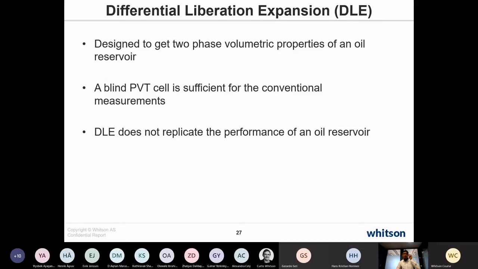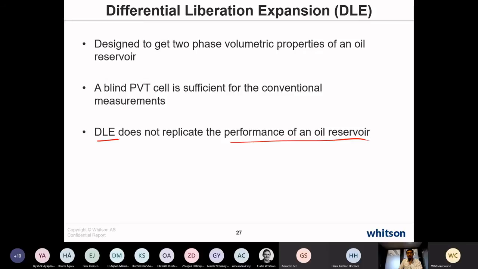So in that case, they were just doing the DLE experiment on the oils, getting their BO and RS values. They knew that those BO and RS values from the DLE experiment are not representative of their reservoir, because the DLE does not replicate the performance of an oil reservoir. So they were correcting those values with a multi-stage separator test, and then using those numbers as black oil tables in their reservoir models, for example.